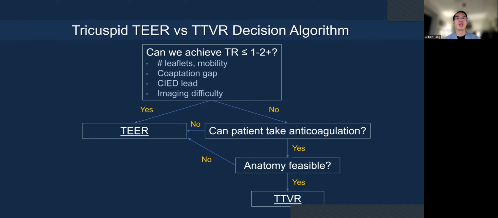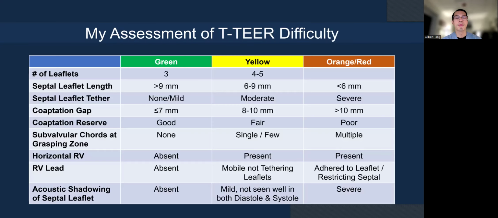So the first question is really, can we reduce the TR to 1 to 2 plus? That depends on the leaflets, the mobility, the gaps, the lead presence, and also imaging difficulty. If you can achieve a satisfactory TR reduction, you should consider TEER because it is safer with quicker recovery. However, if you don't think so, then you really have to think about replacement. And so the question is, can the patient take anticoagulation? If they can, then what about the anatomy? If it's feasible, then they should be considered for replacement.